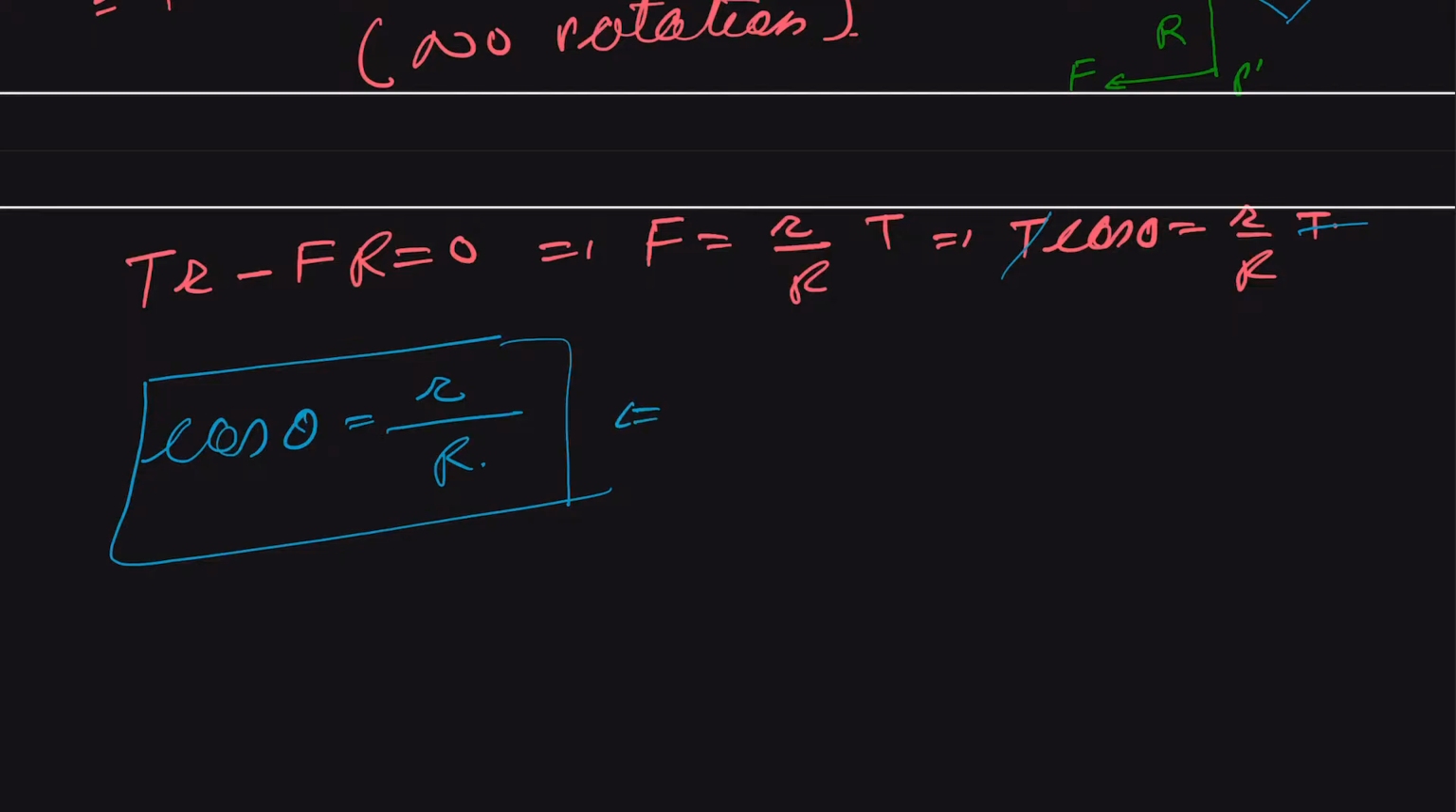So we can say for rest, or no rotation, this relationship should hold. It means θ will be cos inverse of R upon this capital R.